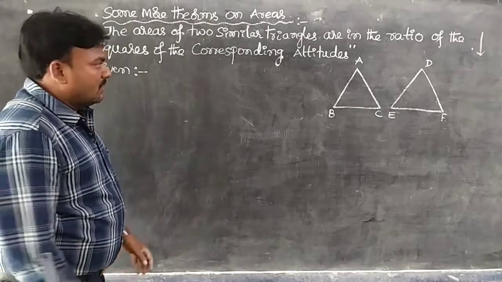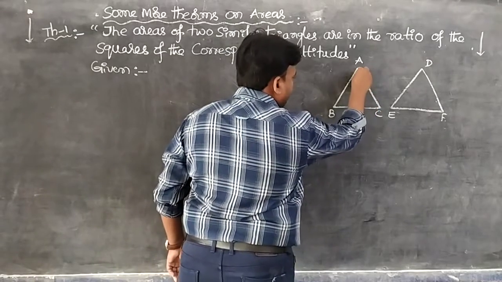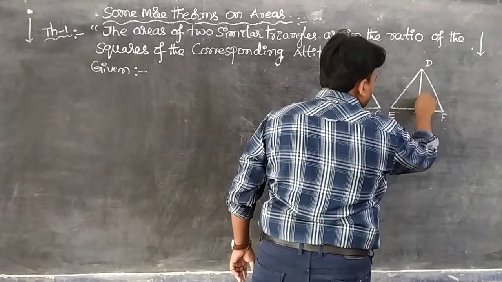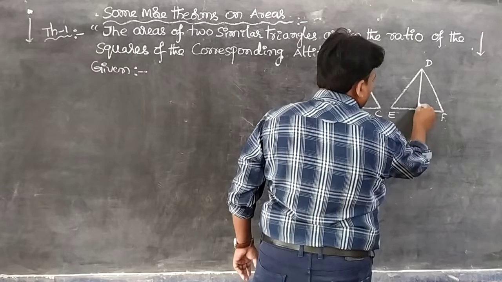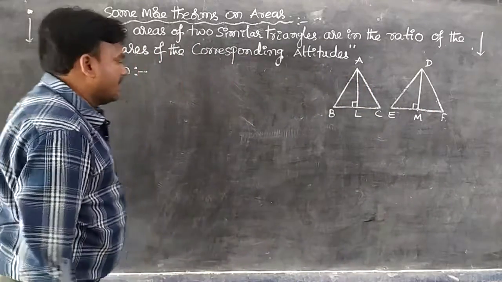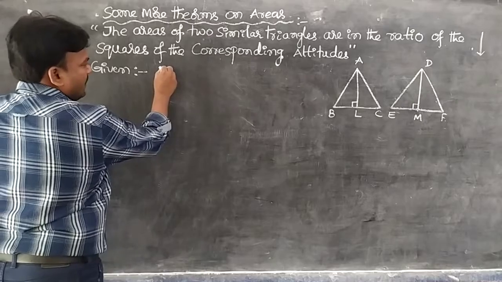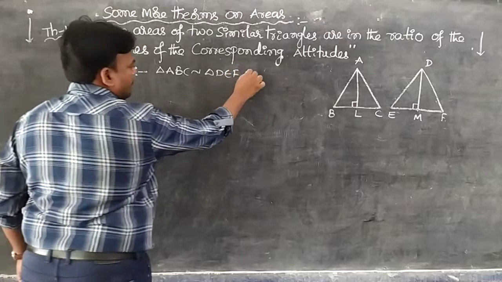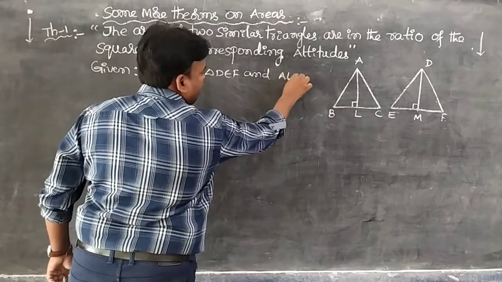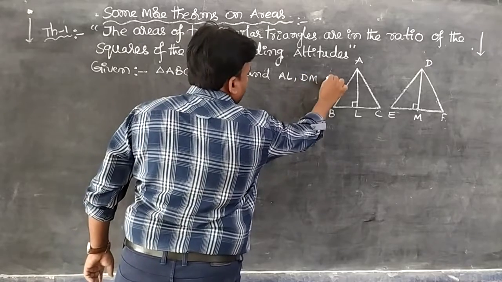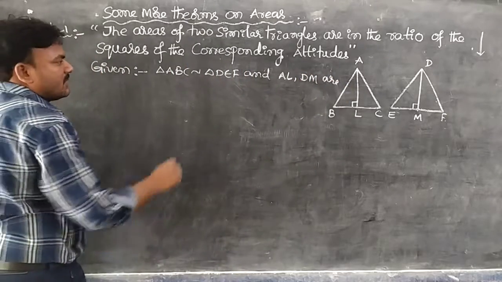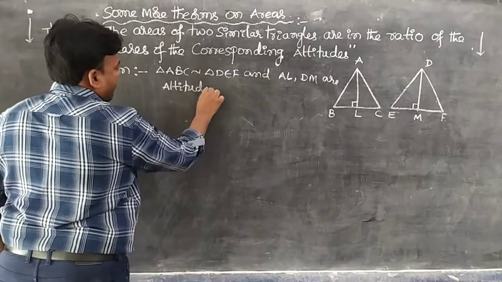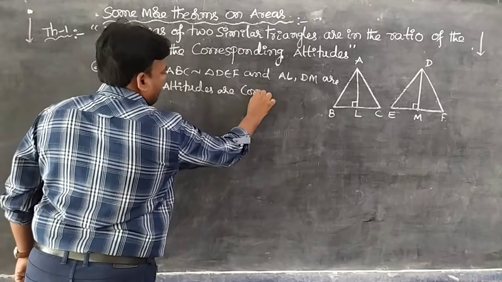Corresponding altitudes. Here we have taken two altitudes, AL and DM. Altitude means angle L equals 90 degrees. Here also, in the same way, DM with angle M equals 90 degrees. This comes to the given part. So triangle ABC is similar to triangle DEF, and AL and DM are corresponding altitudes.